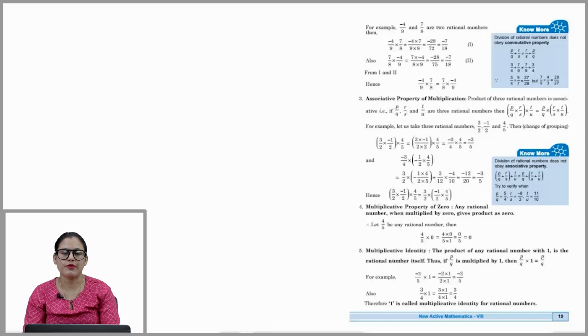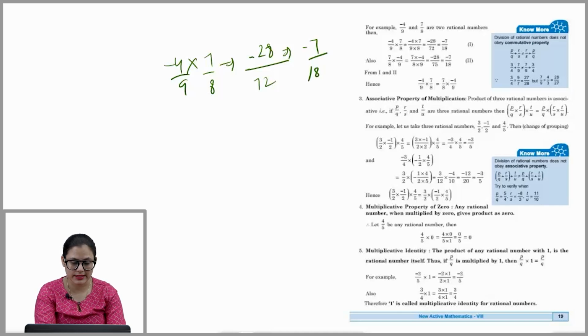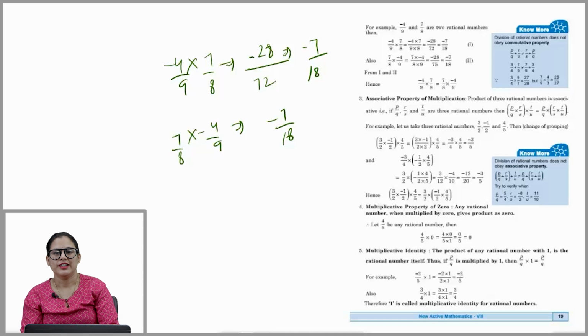For example, minus 4/9 and 7/8 are two rational numbers. Okay, so let's multiply minus 4/9 times 7/8. So we will get here minus 28/72 or minus 7/18. Okay. Now interchange the place: 7/8 times minus 4/9. Again, we'll get the same answer. Okay. Note: division of rational numbers does not obey commutative property.